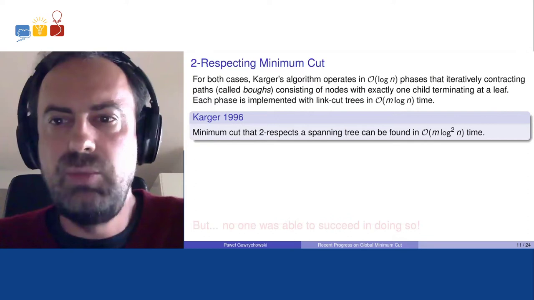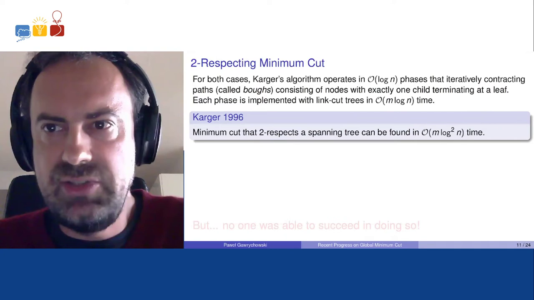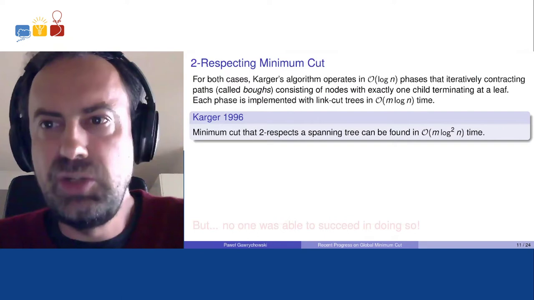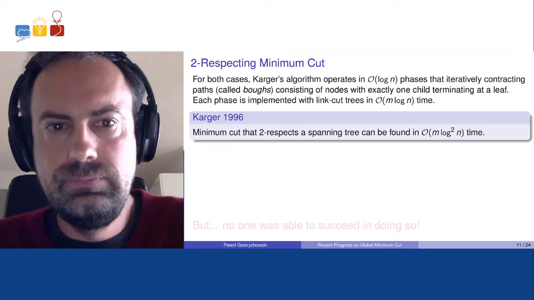And again, the algorithm was randomized. So with high probability, it returns the correct answer. And high probability means 1 minus 1 over n. OK, so this is m log squared n times 1 log, because you have log n trees. So it's m log cubed in the end.